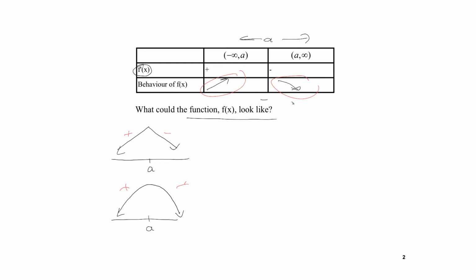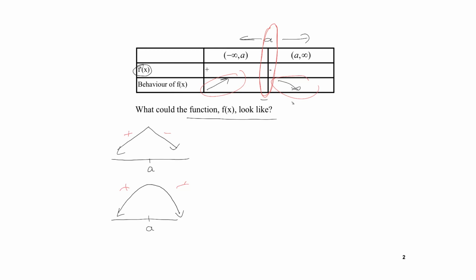However, these two graphs are continuous. There's no gaps at a. Now keep in mind, I did not give you any information about what happens at a. There could be a point there or there could be a gap. So ideally you should be open to different types of graphs.